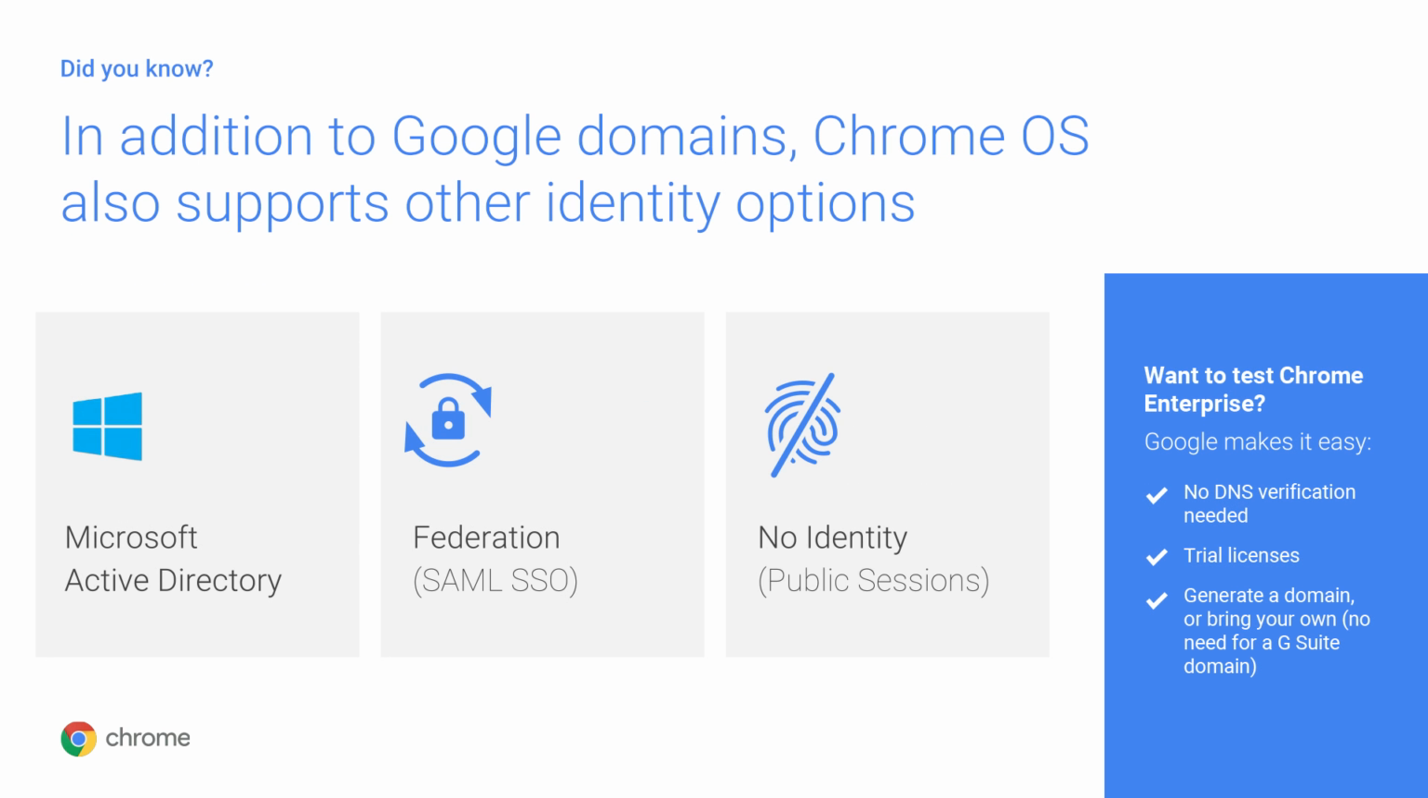In addition to Google Identity, Chrome OS also supports other identity options, and there are 3 of them. You can support native Microsoft Active Directory integration, you can support identity federation via SAML SSO, and you can also support a mode with no identity at all, a mode we call public sessions. And of course you can try all these out and more if you want with our new integrated trial option. This allows you to get a domain and trial license very easily without any need for any sort of DNS verification or creating your own domain.